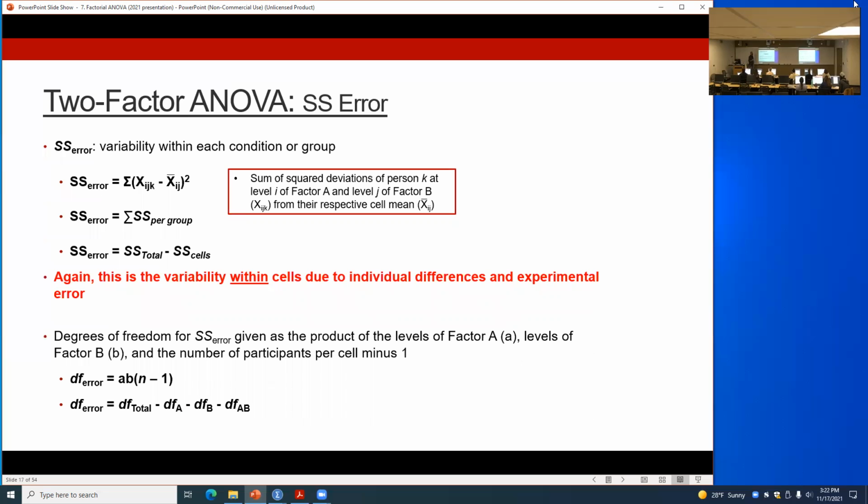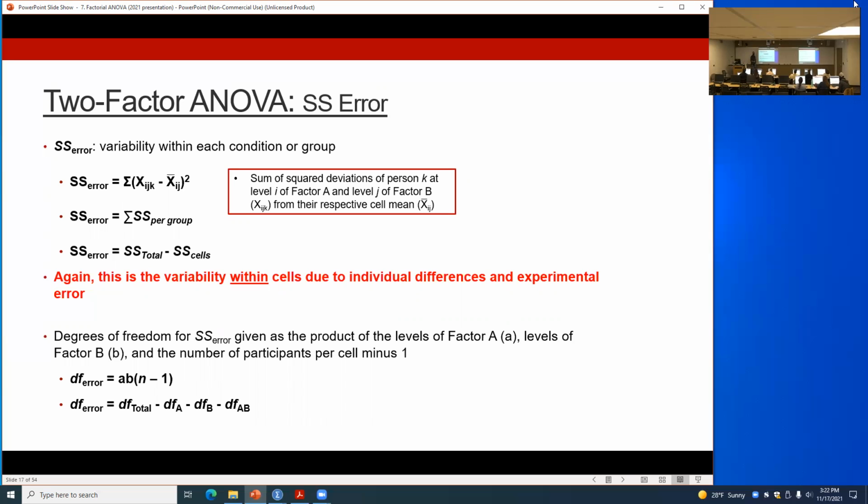Okay, all right, now our sum of squares error. Sum of squares error is just the variability within each condition or group. We're going to calculate this by taking the sum of the squared deviations of person K at level I of factor A and level J of factor B from their respective cell mean.